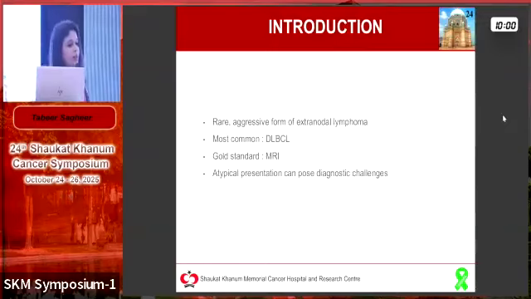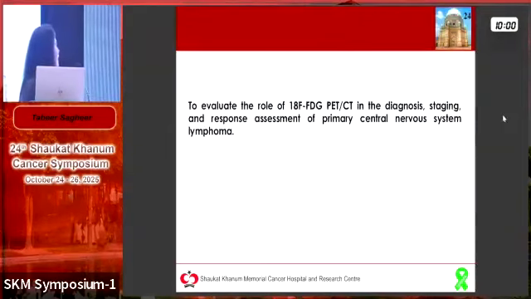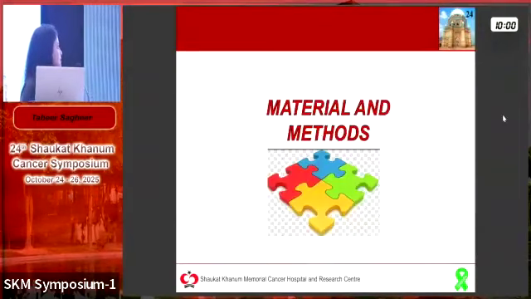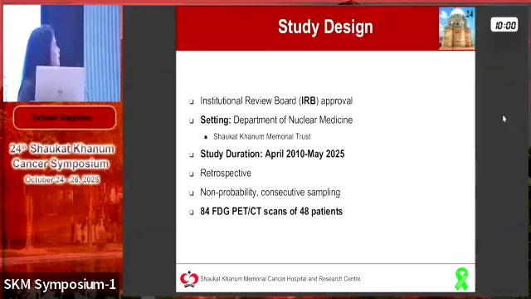Moving to the introduction, most of us already know that it's a rare and aggressive form of lymphoma, mostly presenting as DLBCL. The key modality that we use in standard practice is MRI, but atypical presentation can certainly pose some difficulties and challenges. So there comes the objective of my study. It is to evaluate the role of F18 FDG PET-CT in the staging, diagnosis, and response assessment of primary central nervous system lymphoma. Coming to the study design, this is a retrospective study.